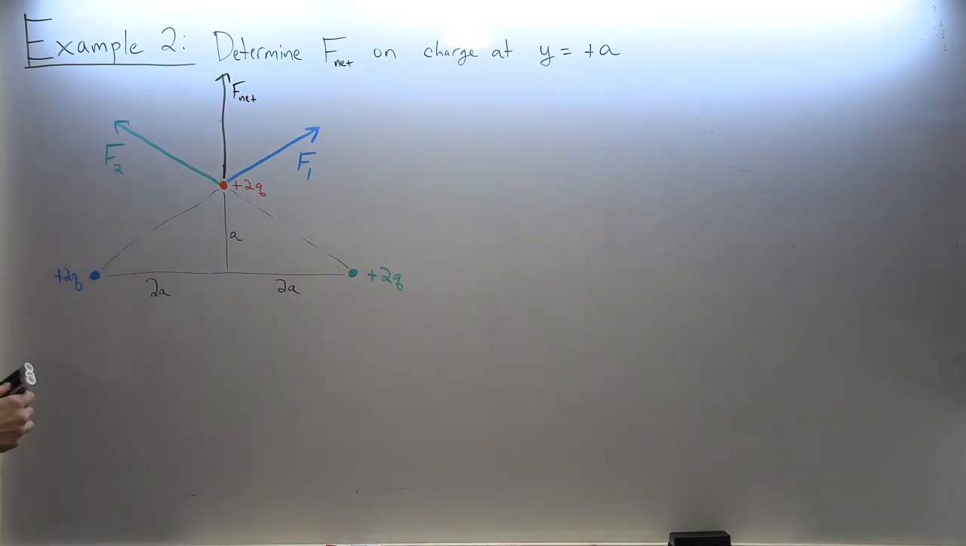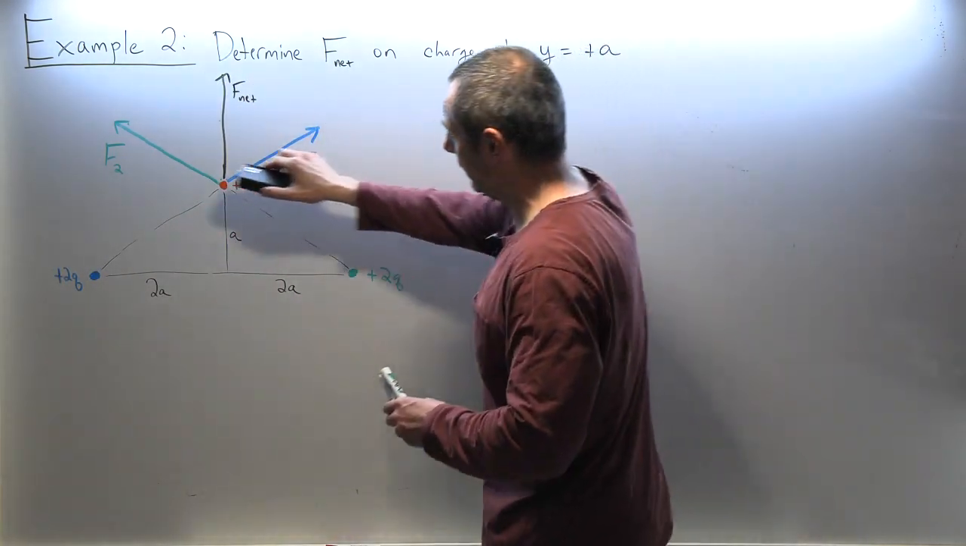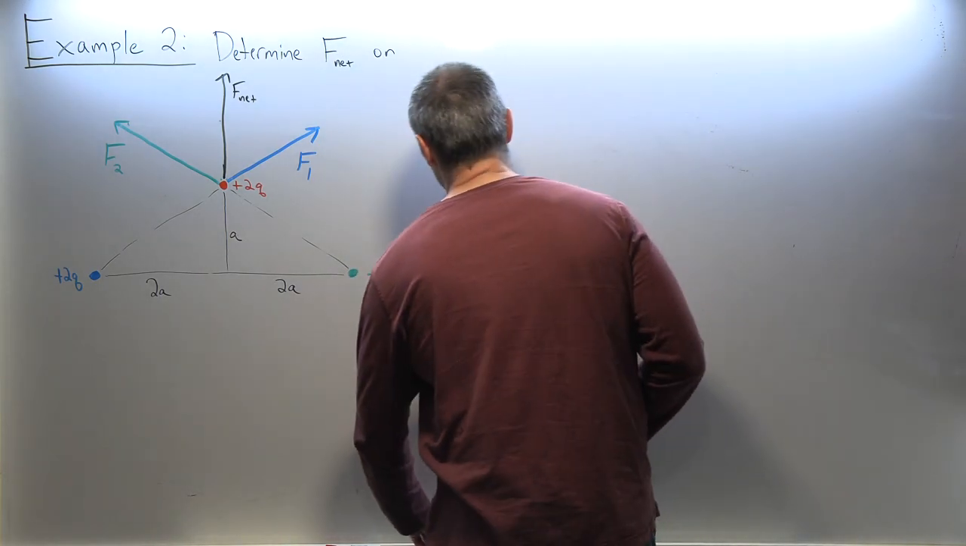All right, so the first thing I have to do to find that is I need to find the lengths of these two arrows. As I said, they're the same length.